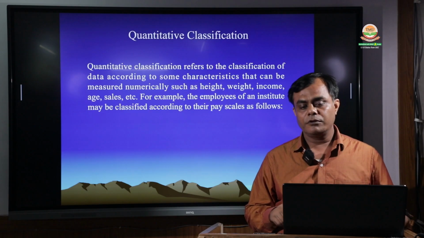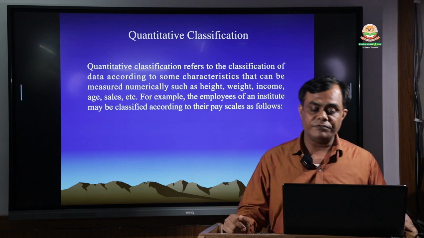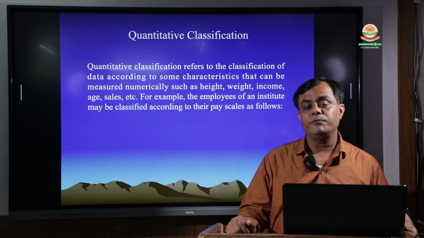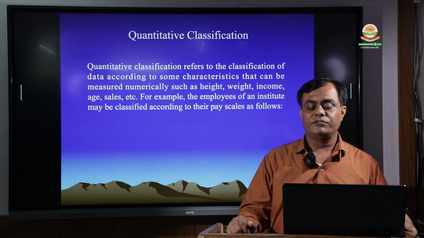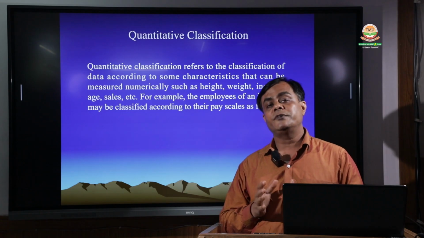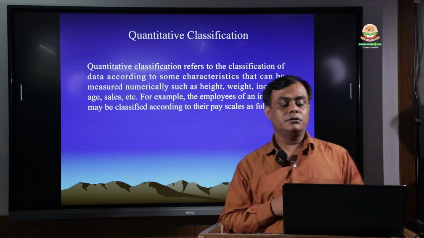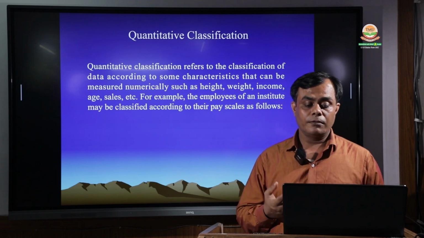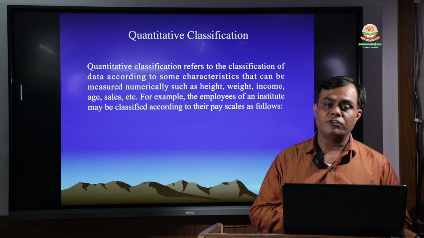The next type of classification is quantitative classification. Quantitative classification refers to the classification of data according to some characteristics that can be measured numerically, such as height, weight, income, age, sales, etc. So simply we can say that quantitative classification is a type of classification on the basis of numerical values, or classification that we can measure. We can measure the height, weight, income, length, the age, the sales figure. That type of classification is called a quantitative classification.